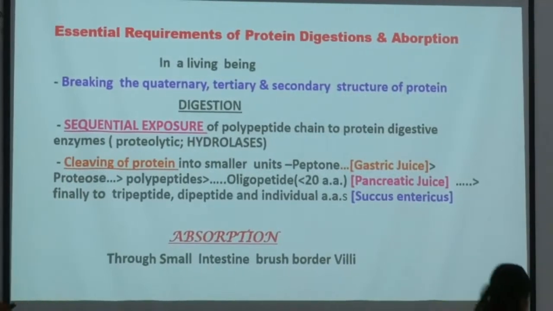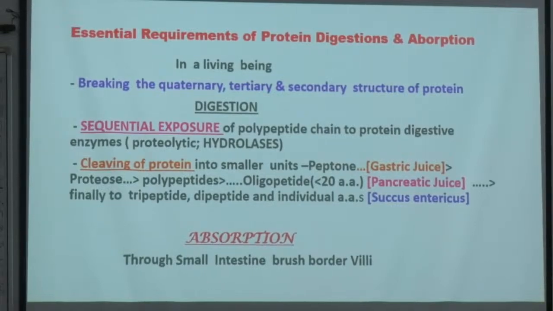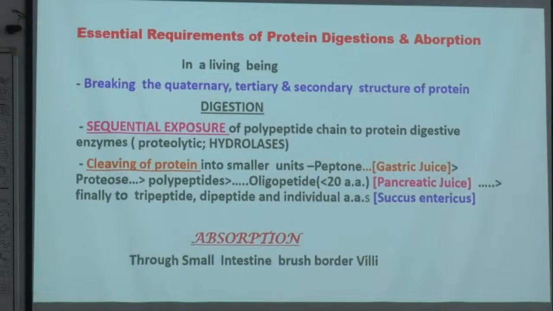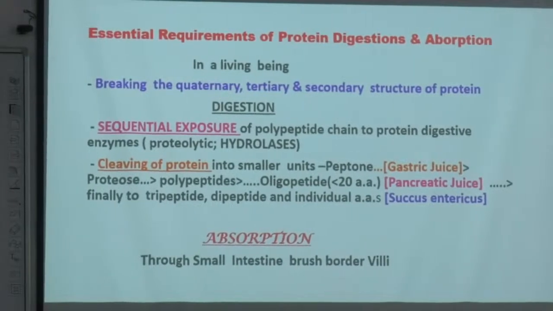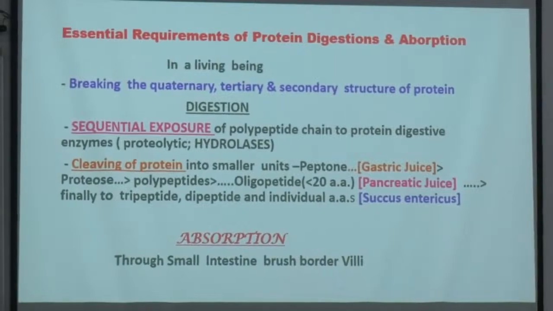So finally, at the end, we will get dipeptide, tripeptide and mostly individual amino acids, and absorption of that material takes place through the brush border villi. All these things I think you have been told during your class 12. This is fine tuning of your class 12 knowledge only.